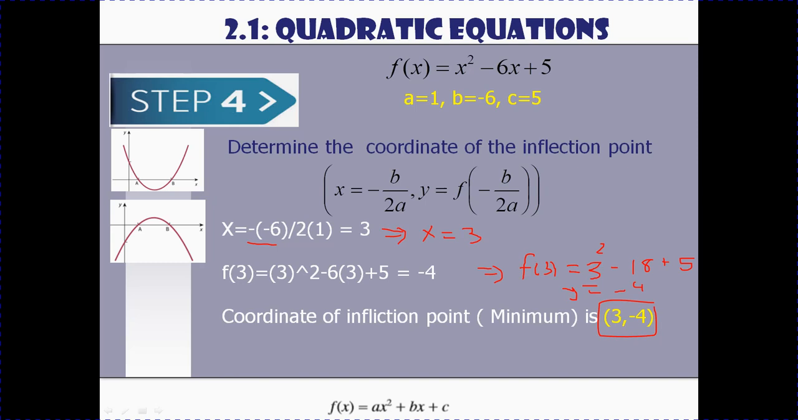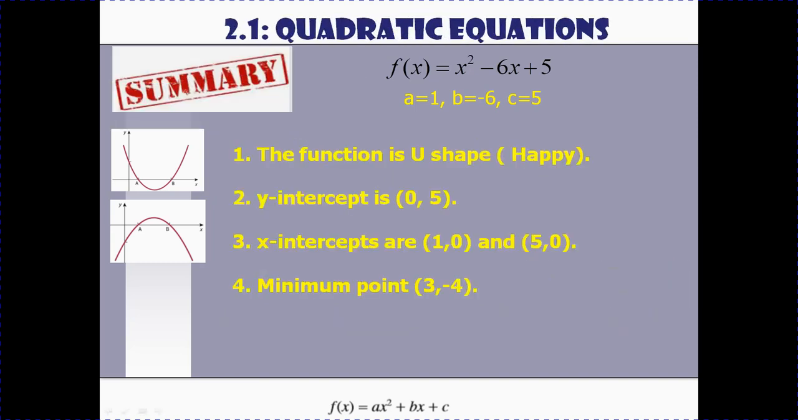Now I have all the information which enables me to sketch the graph of this quadratic equation. Let me summarize all the information that I got. The function is U-shape, happy, because a is greater than 0. The y-intercept is (0, 5), the x-intercepts are (1, 0) and (5, 0), and the minimum point is (3, minus 4). These are the information that I get from the equation. Now I want to translate all this information into a graph.